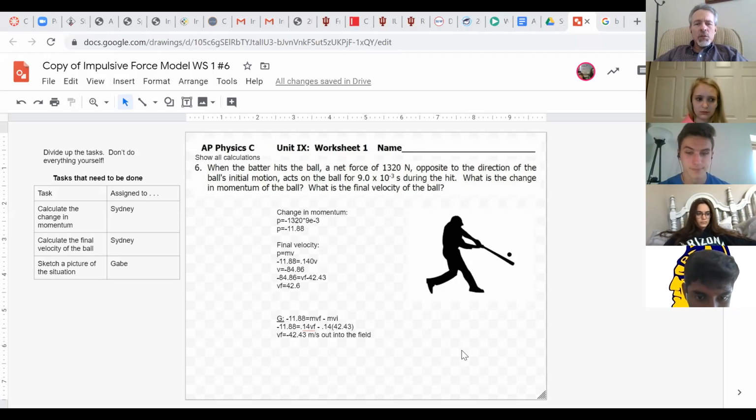So the initial was something like the same, right? Except it was in the opposite direction. So in a way, this is kind of like a bounce where it was coming in at 42.43 meters per second, and then it bounces back at about the same speed. So any questions on that one?